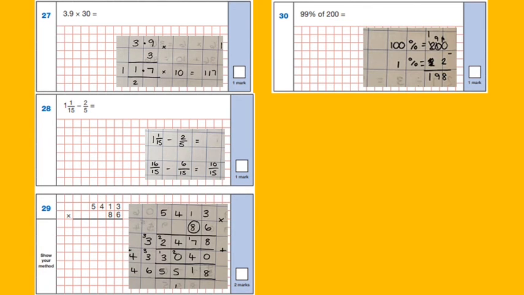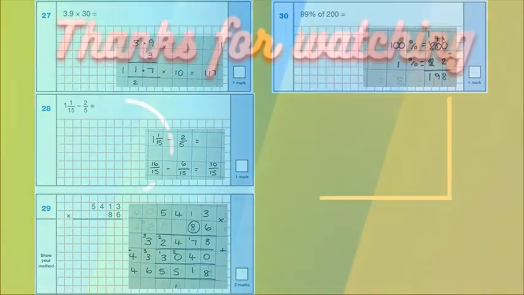And finally, number 30, 99% of 200. So for this one, you know 100% is 200, that's the total. I would then have found 1% and taken 1% away from 100 to get 99%. So if 100% of 200 is 200, 10% of 200 is 20, 1% of 200 is 2, and then you would do 200 subtract 2, which will give you the answer 198.